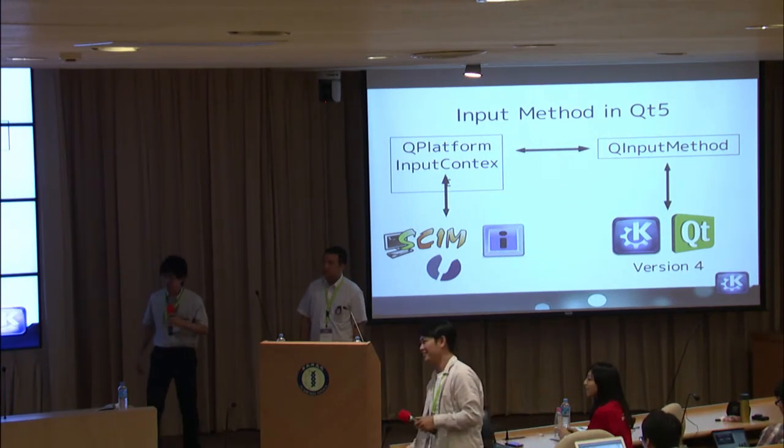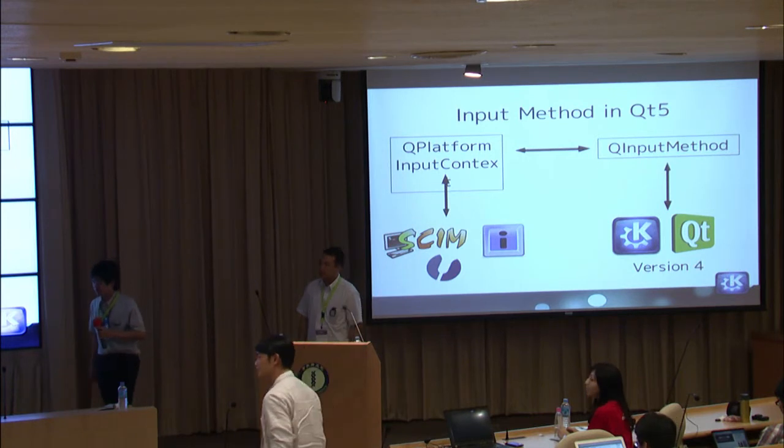Sorry, do you mean the composition is done internally in SCIM or IBus and then sent to the input context class, then to the QInputMethod and then to Qt? I don't understand whether the composition is done in this QPlatformInputContext class, or done in SCIM or IBus and then sent to this and to the KDE internals.